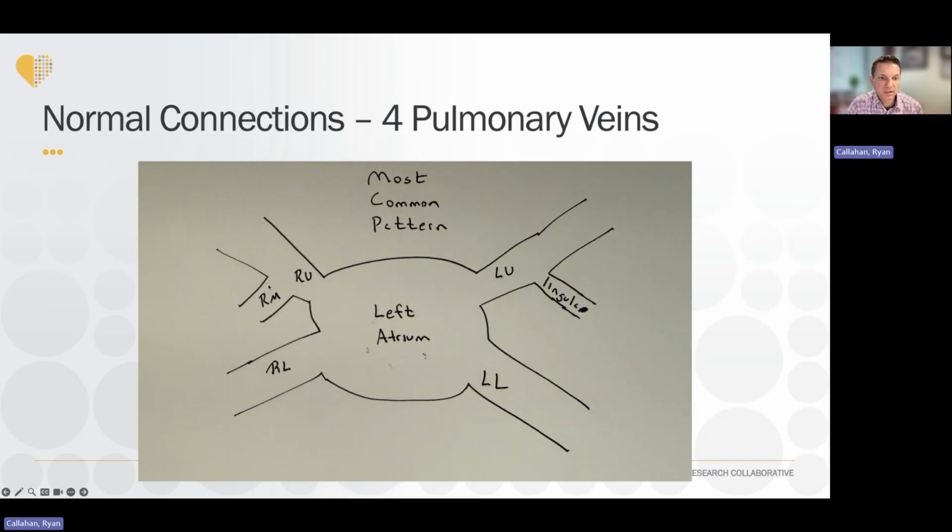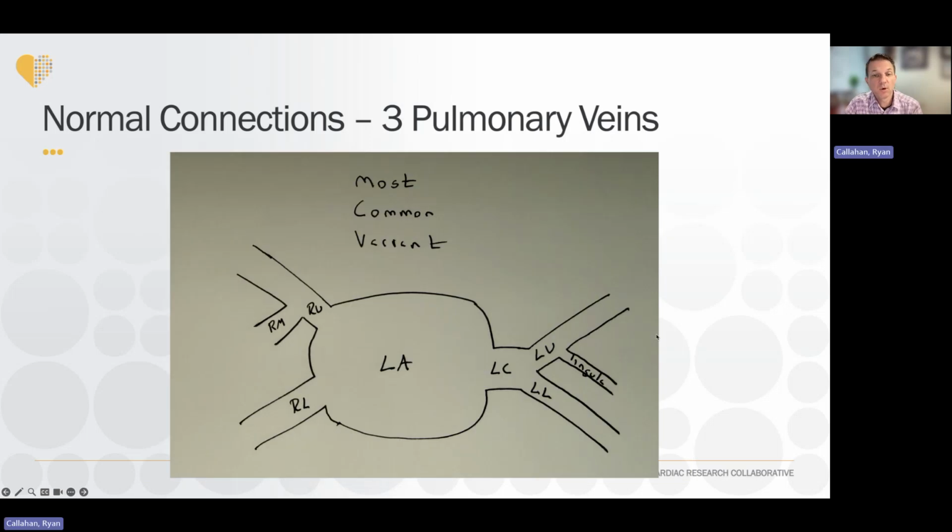The right middle typically joins the right upper and enters the left atrium, as does the left middle, or the lingula, joins the left upper and then enters the left atrium. And here you have the right lower and the left lower. Probably the most common variant that we'll see is a left common.